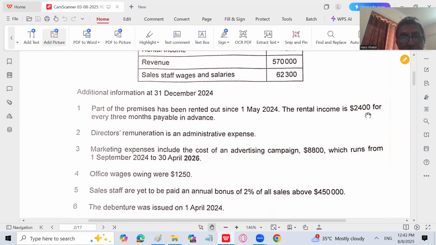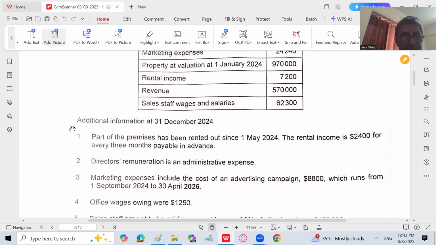The rental income is 2,400 for every 3 months payable in advance. So we used to receive the rental income every 3 months in advance. So it means that we have received the rental income of May, June, July. That's fine. Then August, September, October. That's fine. Then November, December, and January. So if the income is 2,400 for 3 months, we have to calculate the rental income for the whole year, which is given here as 7,200.